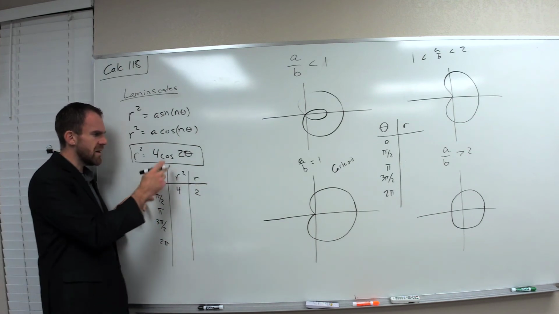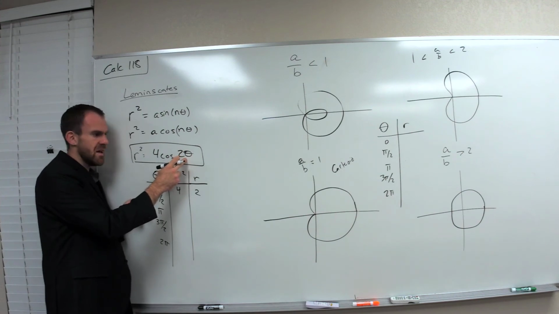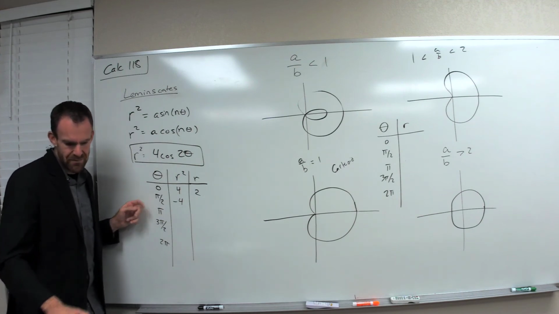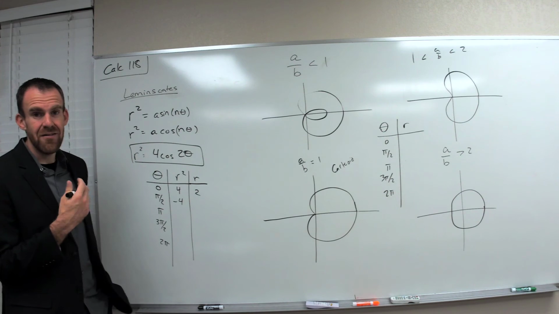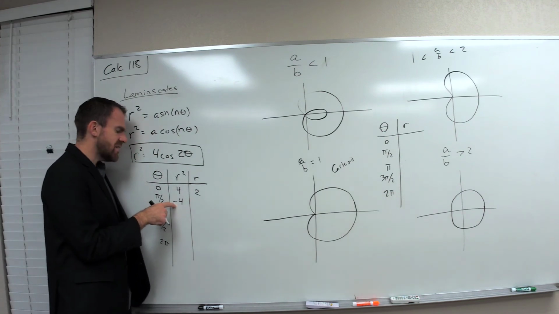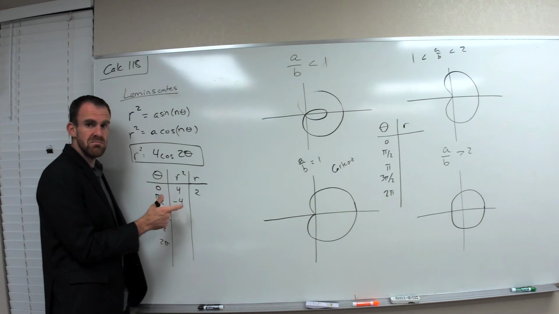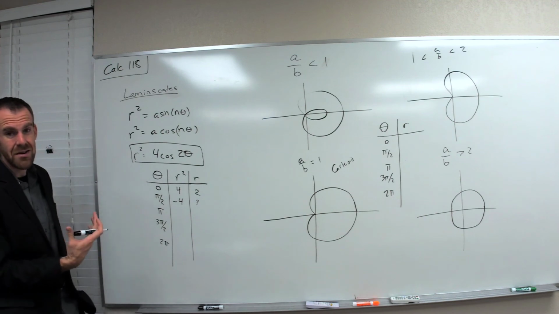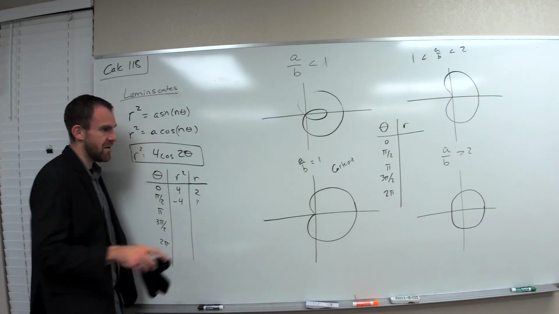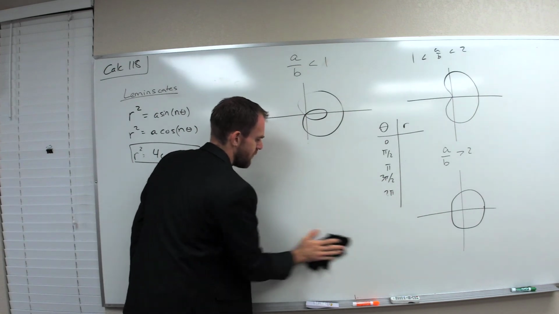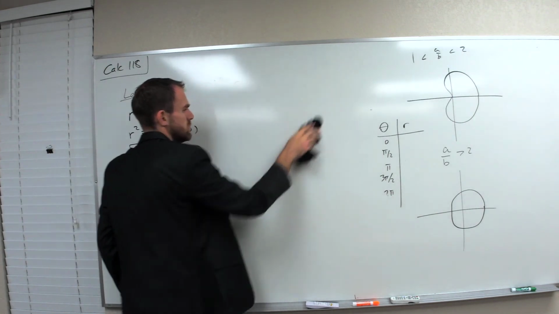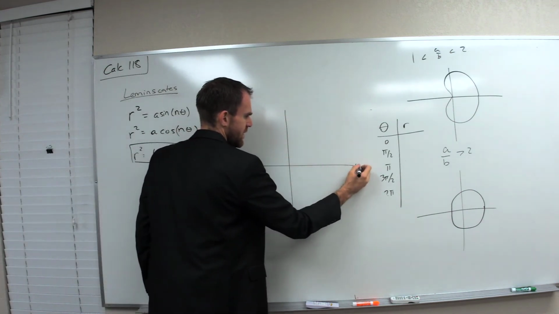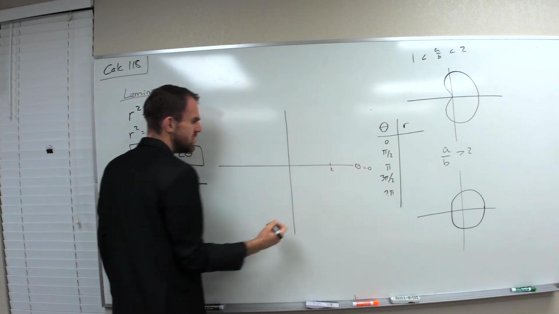If I plug in pi over 2, I get cosine of pi, which is negative 1. So this looks like negative 4. Oh, I have a problem, don't I? My problem is that I can't take the square root of negative 4. So I'm going to leave that one as unknown. So all I know at this point is, as I start at theta equals 0, I'm at radius 2.